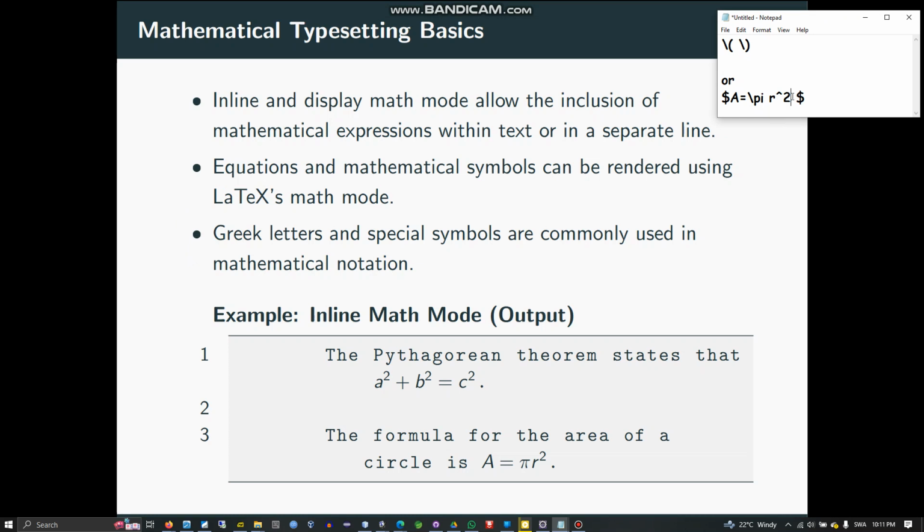Anything that goes in between the single dollar signs will be treated as inline math mode. And we can see in this output, this is what we had for the code, and for the output, this is what we get. And we can see this one has been inline math mode. It means embedding mathematical expressions inside the same line.